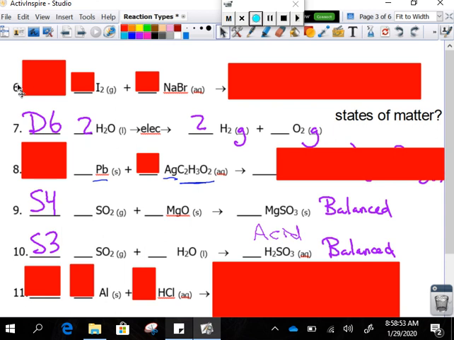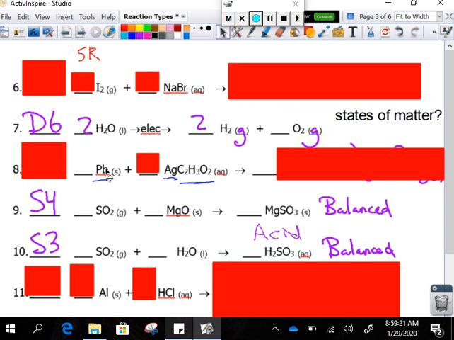Okay, so in number 6, I have a compound and a single element. Oh, wait a minute. We're going to set that one aside for a second. That'll be a spoiler alert. But this one looks like a single replacement, doesn't it? All right? So right now, I am thinking single replacement. I'm going to actually throw that out in a couple minutes. I'll get to you on that in a second.